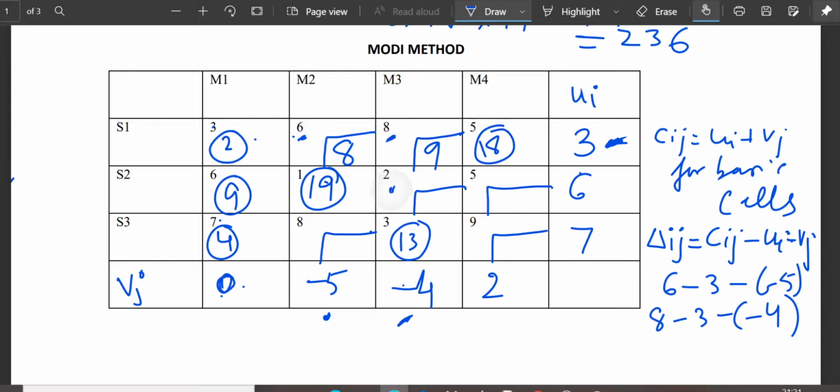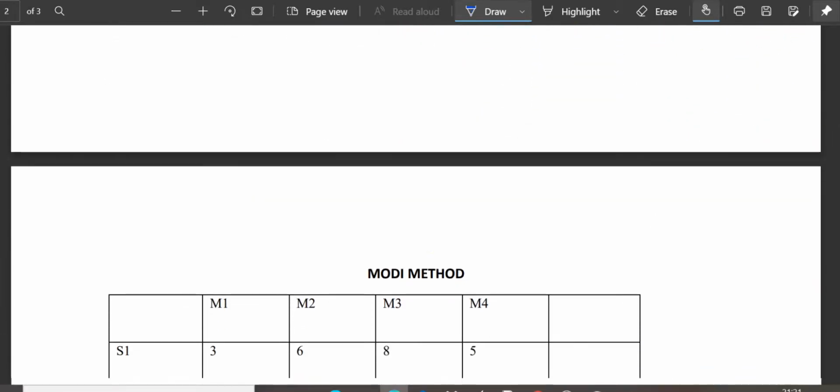Come to this 2. So Cij is 2 and Ui is this 6. 2 minus 6 minus 4 minus 4. So 2 minus 6 is minus 4 plus 4, that is 0 here. Right?